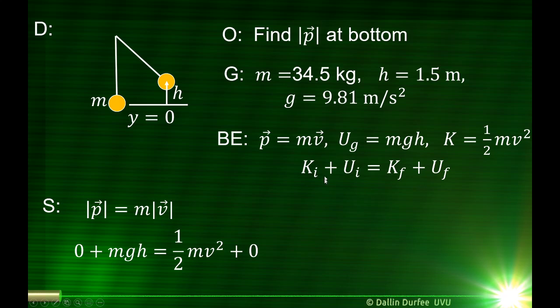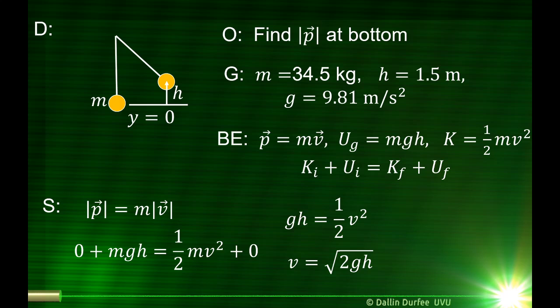Our initial potential energy is just the potential due to gravity, mgh. Our final kinetic energy is just 1/2 mv squared, where v is our final velocity. And our final potential energy, because we defined the lowest point to be y equals 0, is 0. So now I have an equation I can solve for v. The first thing I'll do is get rid of the zeros, divide both sides by m, and I get this equation here. If I just multiply both sides by 2 and take the square root, I get the velocity.